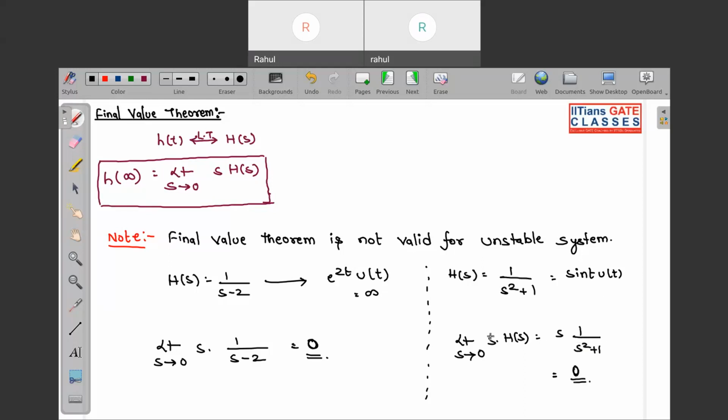So never apply the final value theorem to an unstable system. Unstable means totally unstable as well as marginally stable. So add marginally stable also over here, so that you remember that unstable means completely unstable as well as marginally stable systems. We never apply the final value theorem to them.